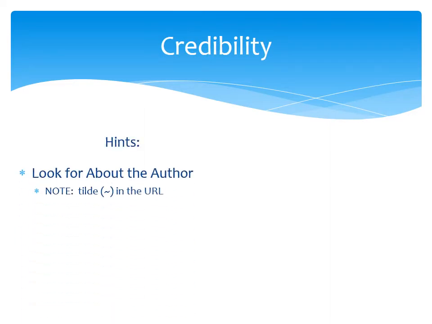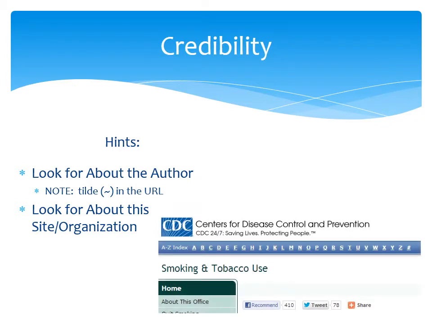Look for information about the author. Is this person qualified to write about the information that you're looking at? What are their credentials? Note, if there's a tilde mark in the URL, this often indicates that it's a personal page. Even if it's linked to an institution that may be credible, the information on that page is personal and may not reflect the views of that institution. Look for an about this site or organization. You want to find out whether or not this organization has the credentials to share the information that you're looking at.